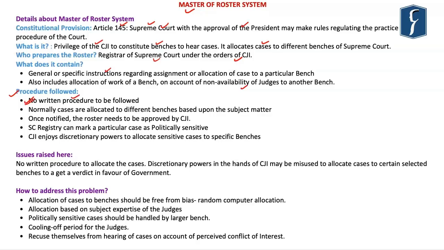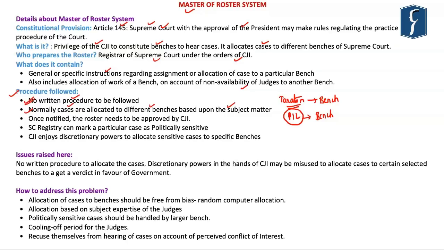So normally what happens is, when a case comes up before the Supreme Court, it is allocated to a particular bench depending upon the subject matter. For example, let's say the subject matter of a particular case is related to taxation, then the case may be referred to a particular bench of the Supreme Court that specializes in cases related to taxation. Similarly, let's say there is a particular case dealing with public interest litigation, then such a case may be referred to a bench which specializes in hearing cases related to PILs.